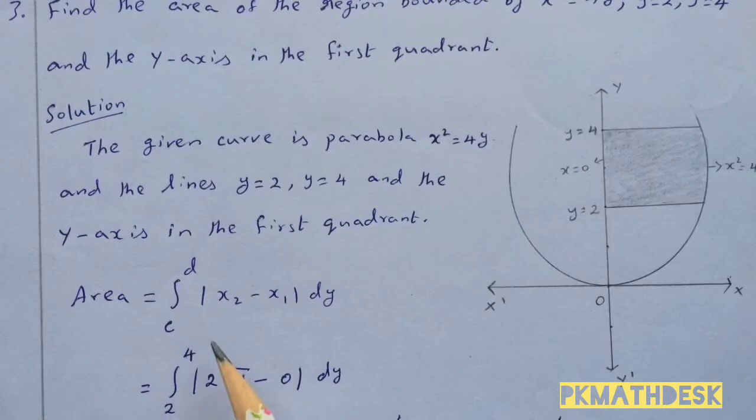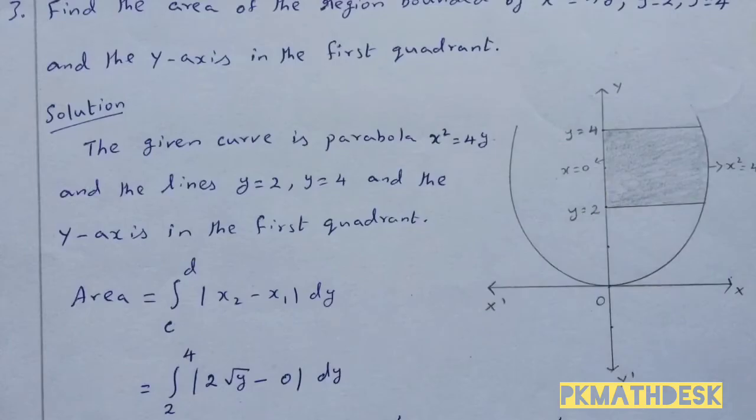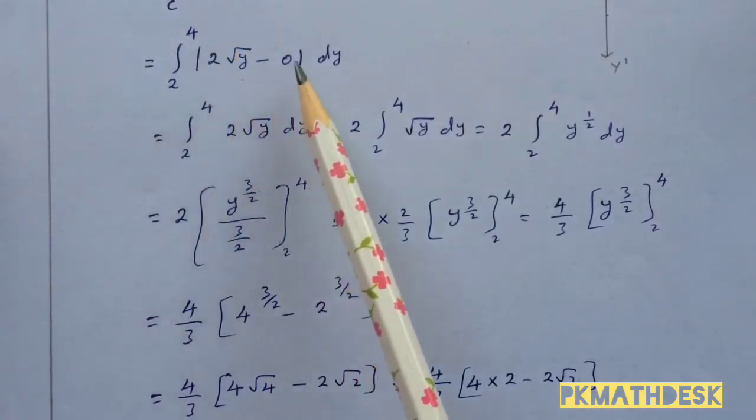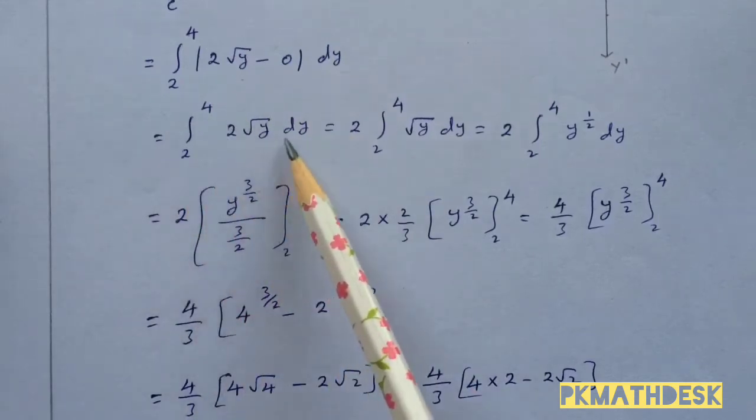Integration of 2 to 4 modulus of 2 root y minus 0 into dy. The limit is 2 to 4. The x2 curve is 2 into root y, the x1 curve is 0. So we know that integration of 2 to 4 modulus of 2 into root y minus 0 into dy is equal to integration of 2 to 4 2 into root y dy.